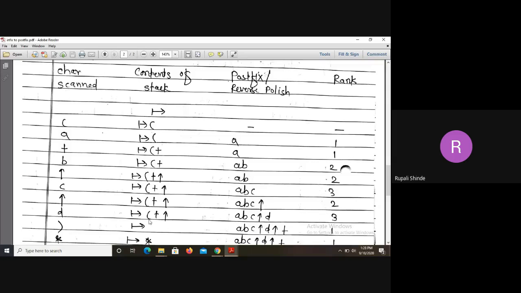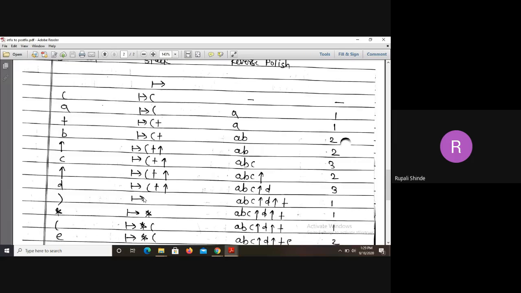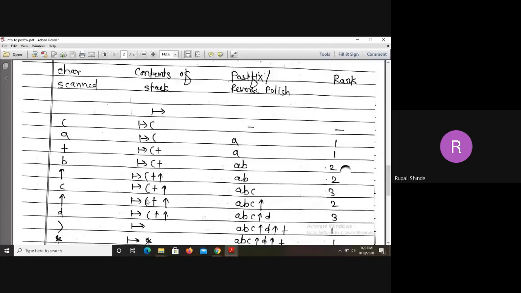Here we have an opening bracket, plus, exponential, and this one is a closing bracket. So in between this opening and closing bracket, two operators are there, plus and exponential. Once the closing bracket is encountered, we have to take this exponential and plus out of the stack and write it into postfix form. So this is a very important rule with respect to the closing bracket. Now our stack is empty.